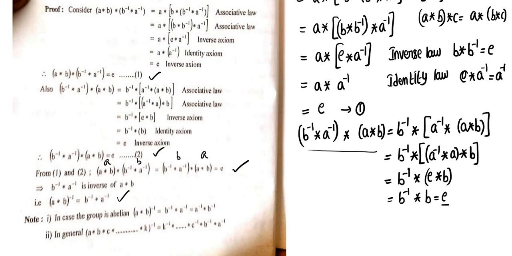In the case the group is abelian, (a * b)^-1 = b^-1 * a^-1, which is equal to a^-1 * b^-1, since abelian means ab equals ba. We can change the order of these elements. In general, (a * b * c * k)^-1 equals k^-1 from back side to front: k^-1, c^-1, b^-1, a^-1, with star in between.